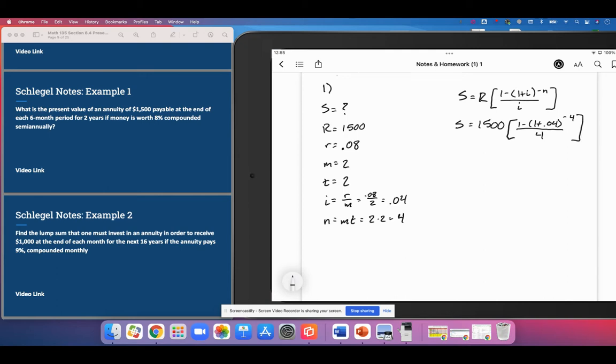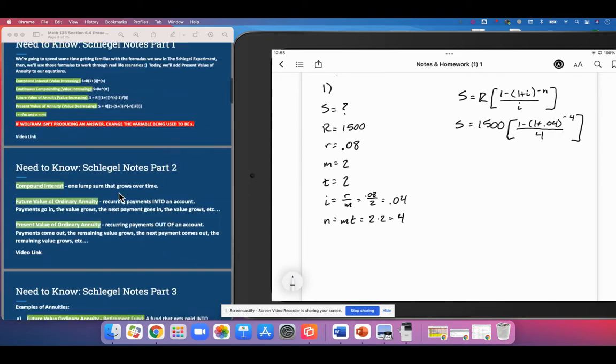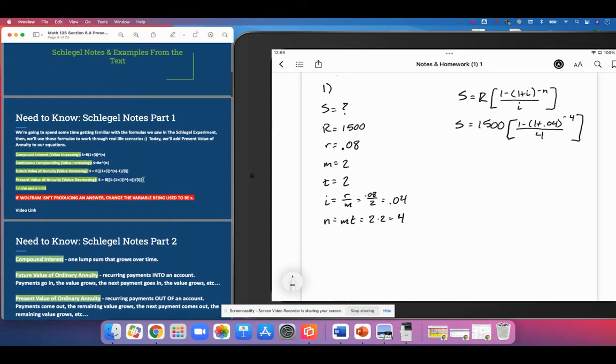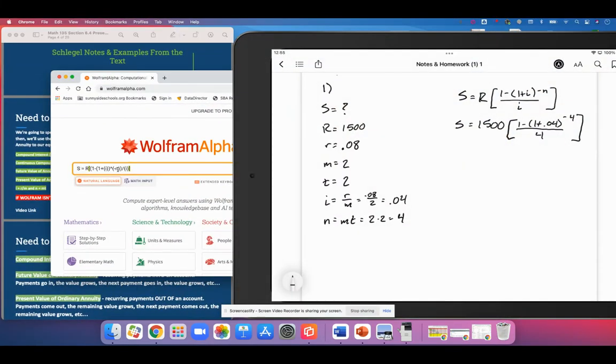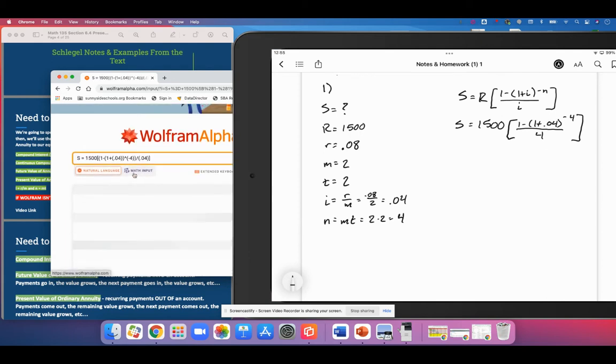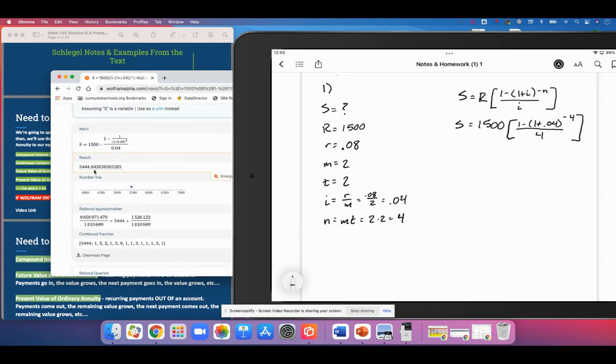And as it has been the case, I'm thankful that I'm going to be able to just run up here to my formulas place, copy the formula into Wolfram, and then not have to worry about all the typos that would probably happen if I was to do it by hand. So our R is 1,500. Our I is 0.04. N, just delete the N, not the negative in front of it. Make sure that that negative stays there. And again, 0.04 for our I. And what we end up with is 5,444.84.